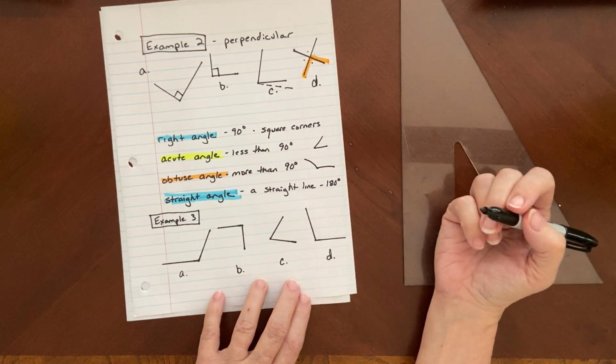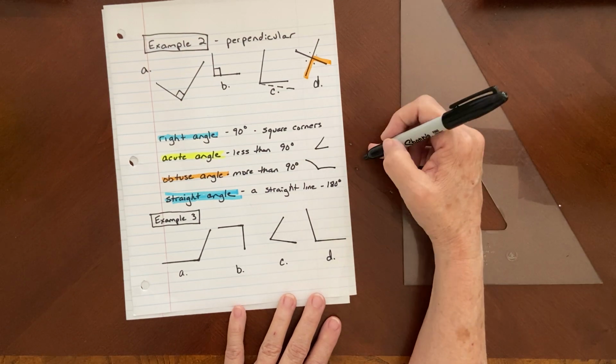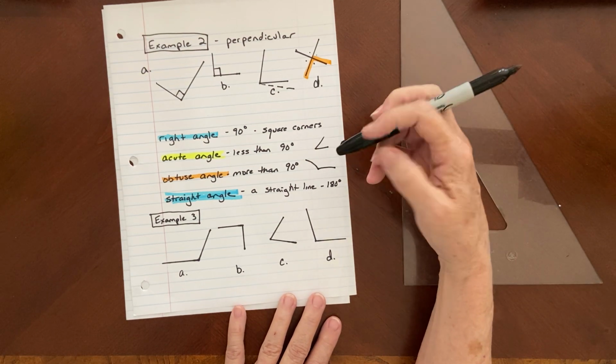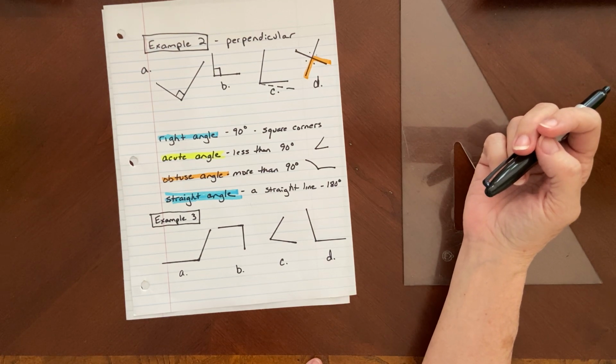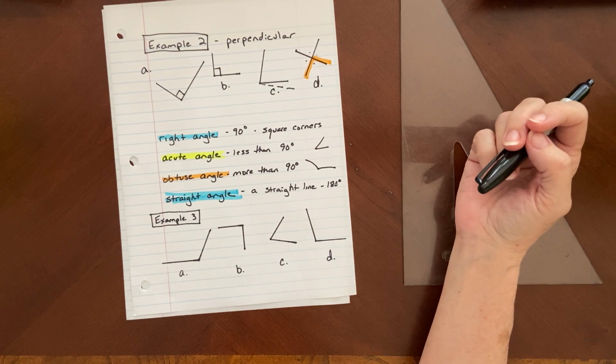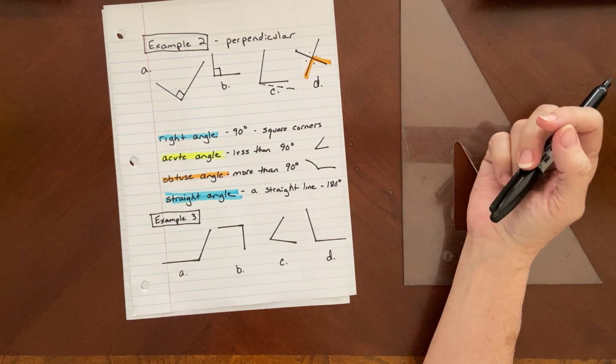So those aren't even good lines. You see why I use my drawing triangles? So that is more than 90 degrees. And a straight angle is just a line. Isn't that weird to think of a line as being an angle? But it actually has a special name. It's a straight angle, and it's 180 degrees.